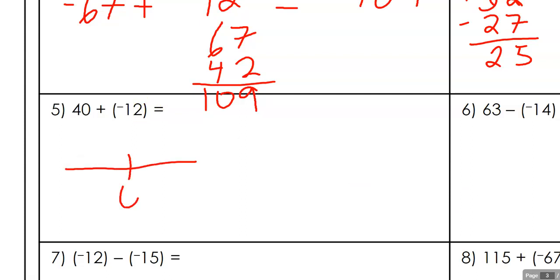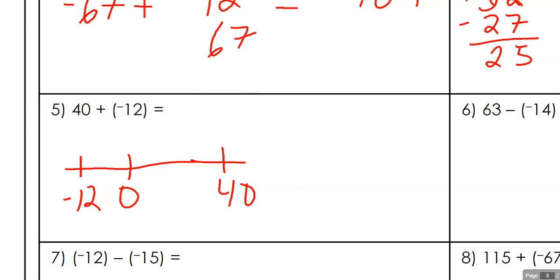We've got 0 in the middle. We have positive 40 way over here, and negative 12 over here. Which one is further away from 0? 40 is. Since 40 is a positive number, our answer is going to be positive. It's further away from 0 and it's positive, so your answer is going to be positive.